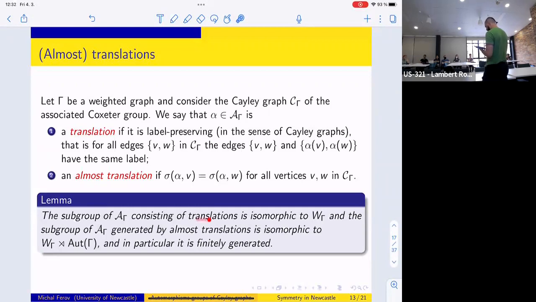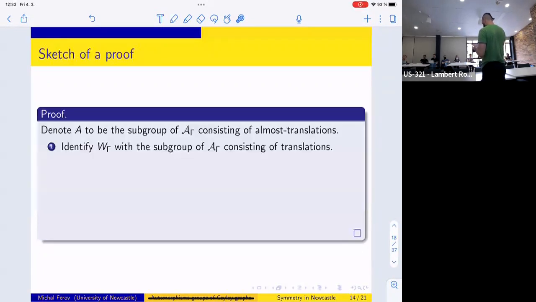So the group of translations is isomorphic to the Coxeter group, and the group of almost translations is isomorphic to the Coxeter group semi-direct product the automorphisms of the local graph, which you would expect, because I move something around and then I turn it by a local symmetry. Showing it is not tricky, it's just a bit tedious, but in a sketch, first you identify the W gamma, the Coxeter group, with just the translations.